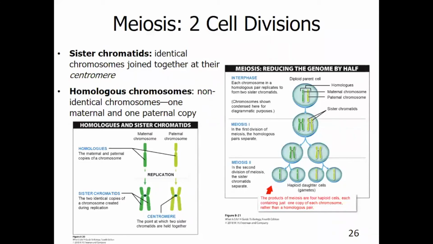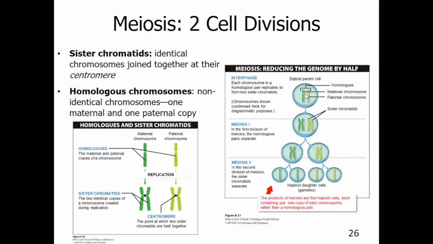Meiosis is actually 2 rounds of cell divisions. If we look at figure 8.21, we see we are starting with a diploid parent cell. Diploid meaning 2 copies of every chromosome. Now in this figure, we're simplifying it, so we're only looking at 1 pair of chromosomes here. The darker green color is the maternal chromosome, the chromosome you inherited from your mother, and in yellow is the paternal chromosome, the chromosome you inherited from your father.